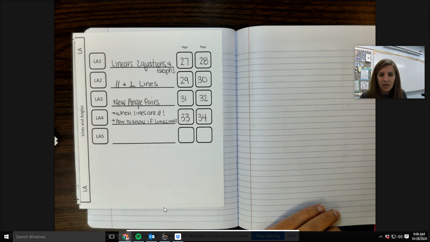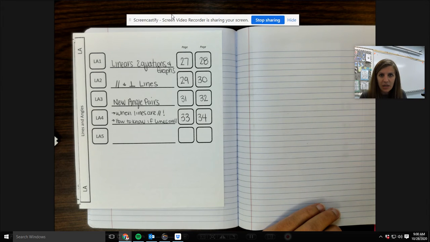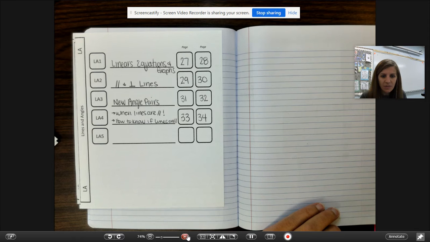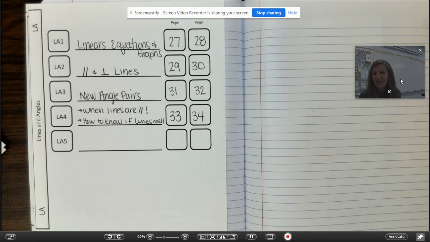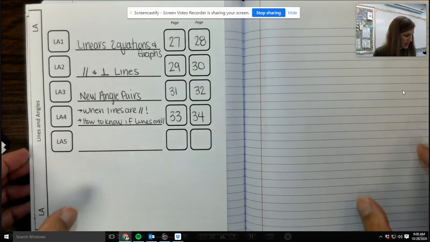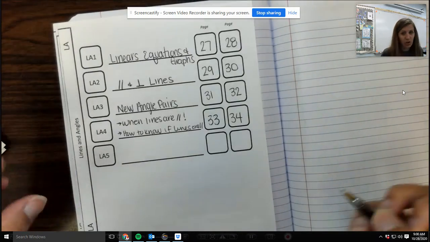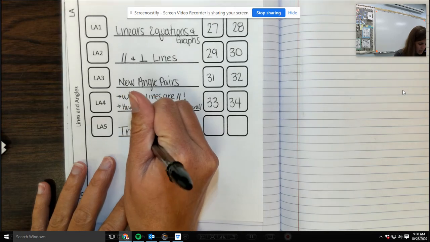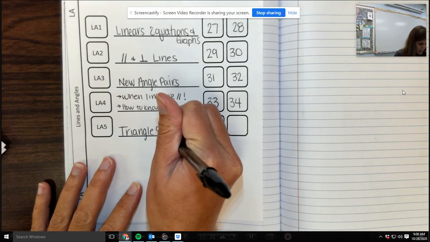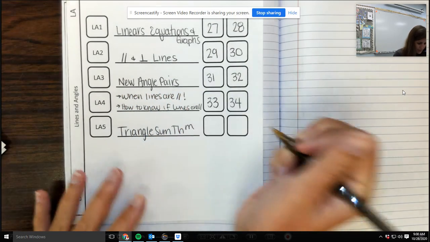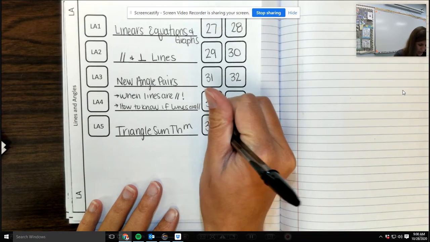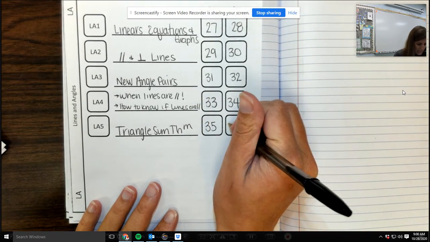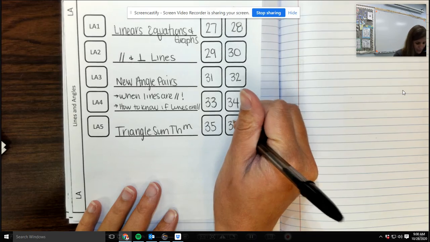Alrighty guys, we are going to add to our notebook. Let me zoom in though. And we are going to talk more about the triangle sum theorem, which we're going to do on 35, 36, and 37.